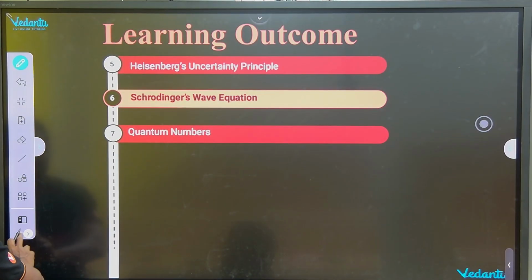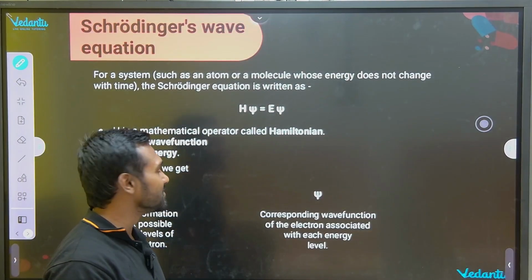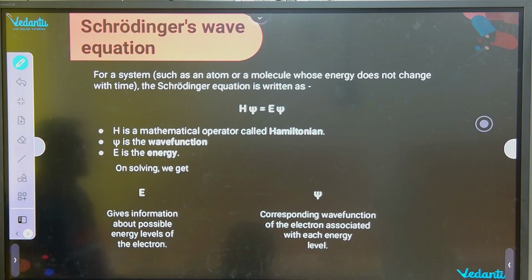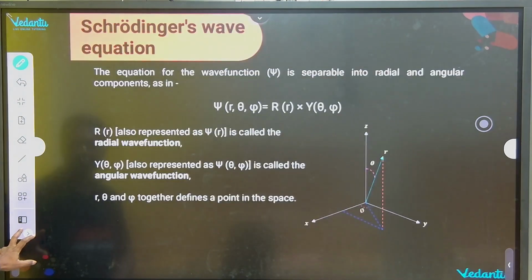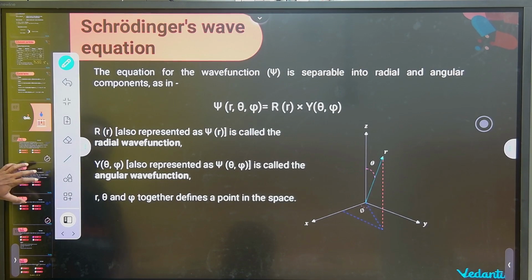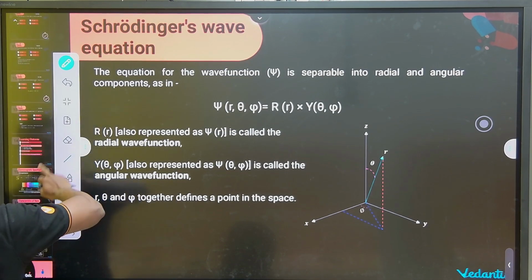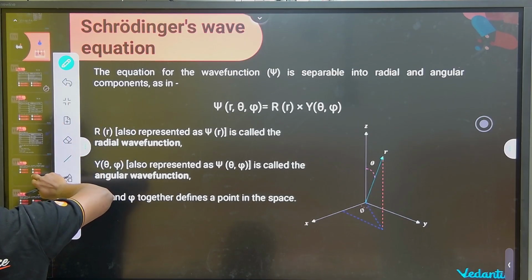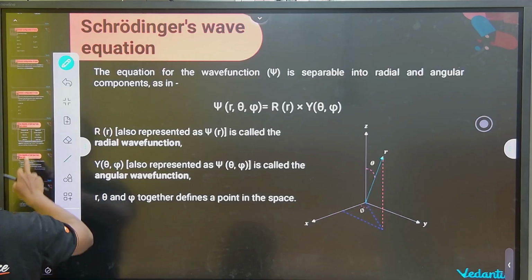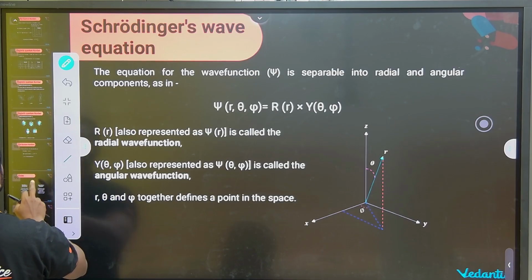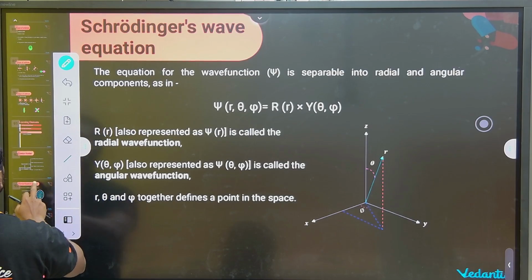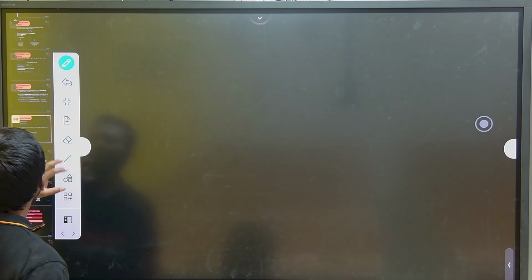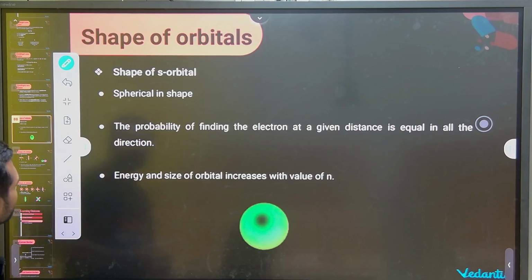Next, Schrodinger wave equation. We are not going to discuss this much here. H psi is equal to E psi, right? These things are not that important at this stage. We'll discuss the radial nodes and quantum numbers. See the shape of the orbitals.